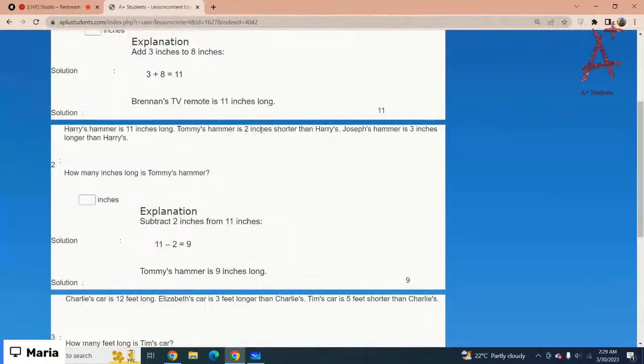Okay, the next one is Harry's hammer is 11 inches long. Tommy's hammer is 2 inches shorter than Harry's. Joseph's hammer is 3 inches longer than Harry's. How many inches long is Tommy's hammer? Basically, you have to calculate the length of Tommy's hammer. Tommy's hammer is 2 inches shorter than Harry's, and Harry's hammer is 11. 2 inches shorter means you need to do 11 minus 2, and 11 minus 2 makes 9. Got it?